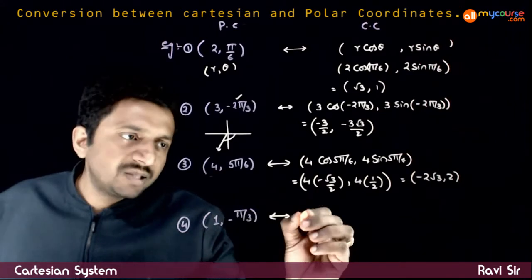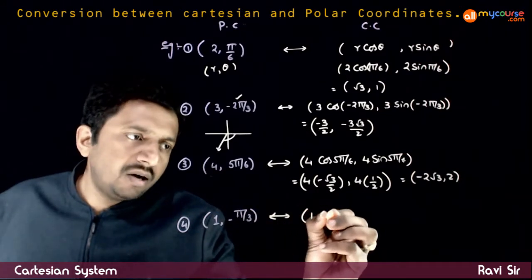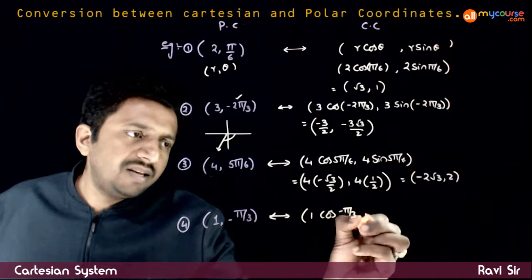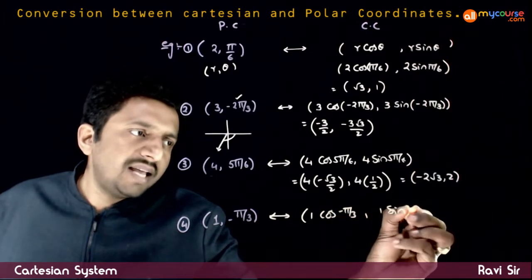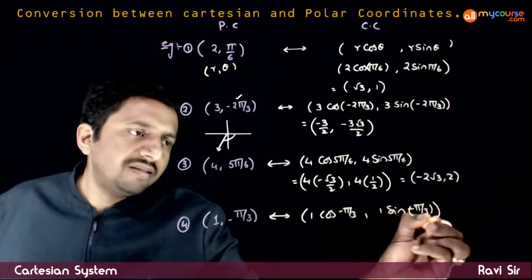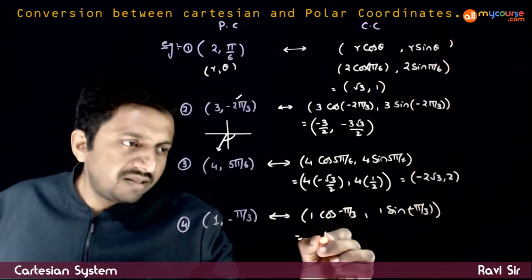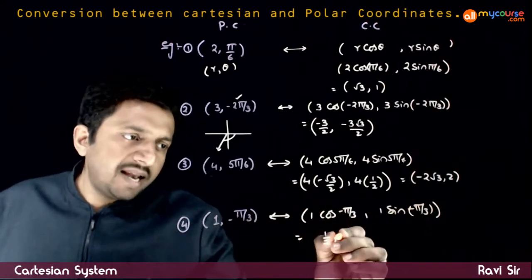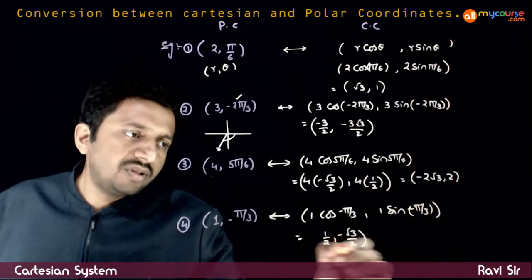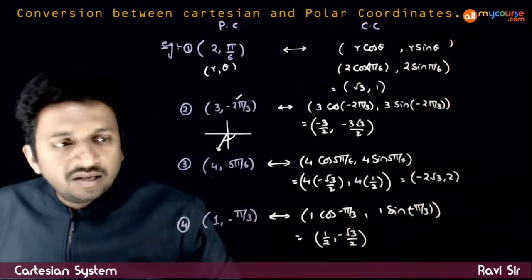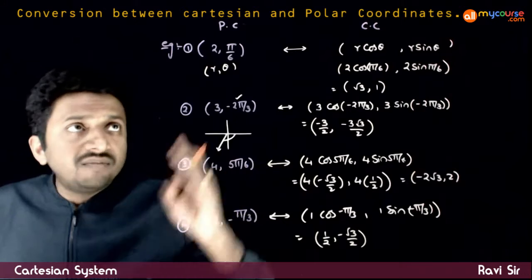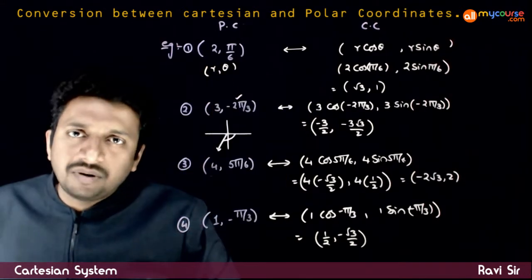Next, 1 comma minus pi by 3. 1 cos minus pi by 3, 1 sine minus pi by 3. So cos minus pi by 3 is the same as cos plus pi by 3. You get 1 by 2, and you get minus root 3 by 2. So these are the 4 conversions from polar coordinates to Cartesian coordinates.